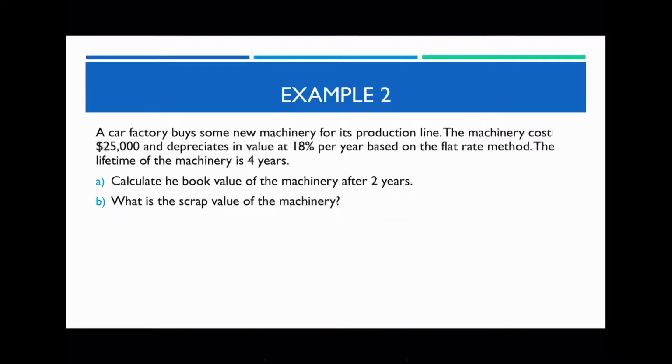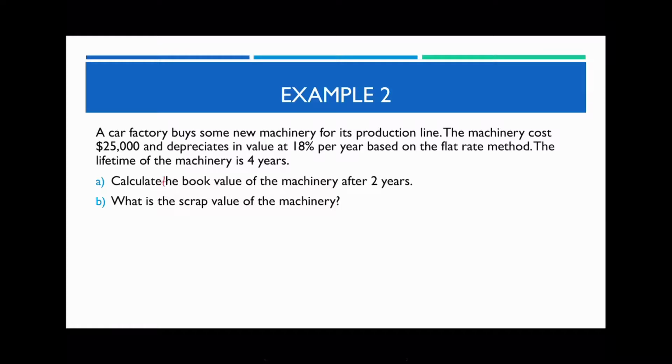So for example number 2, it reads, a car factory buys some new machinery for its production line. The machinery costs $25,000 and it depreciates in value at 18% per year based on the flat rate method. The lifetime of the machinery is 4 years, meaning that it's useful for the company to make a profit for 4 years, and after that they make no profit at all, so they will therefore discontinue the model. Part A wants you to calculate, there's a typo, calculate the book value of the machinery after 2 years.